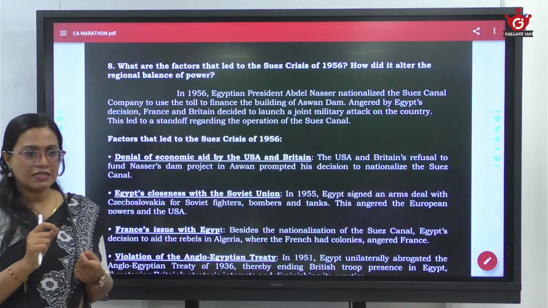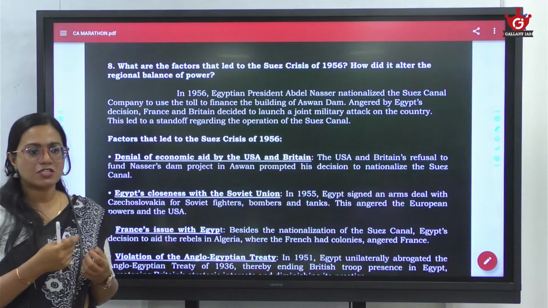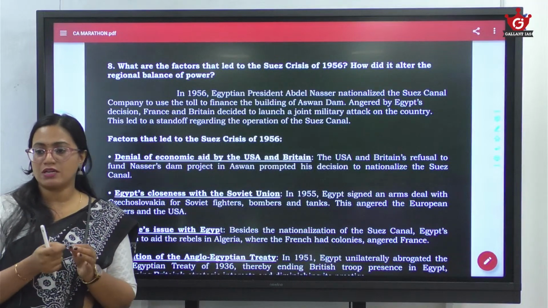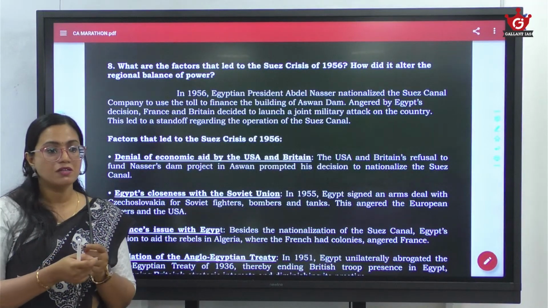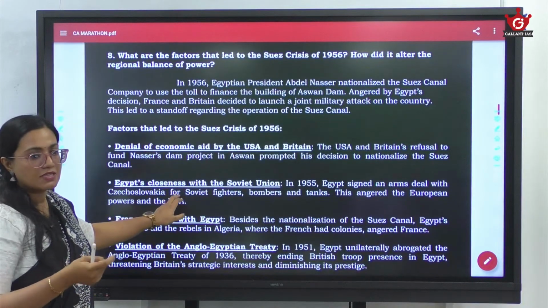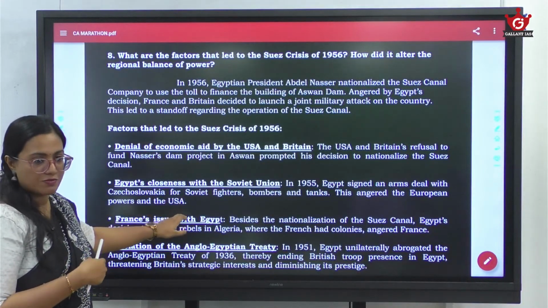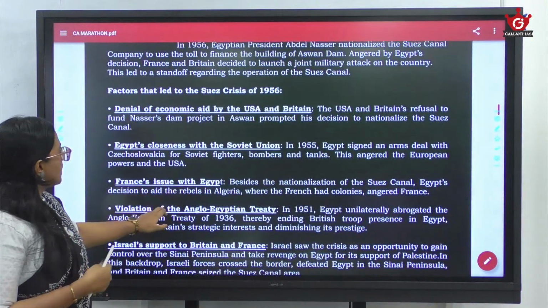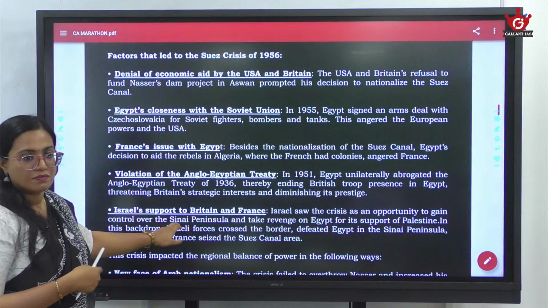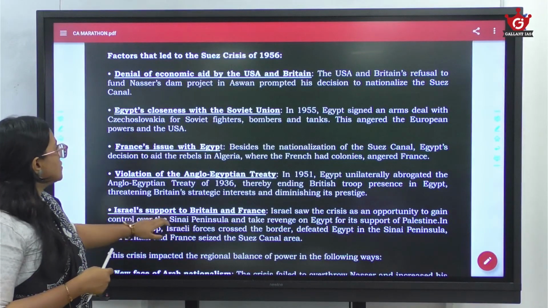So in the introduction, if you do not have much to write, you can briefly mention what actually led to the Suez Canal crisis. It was actually the problem between France, Britain, and Egypt. Okay, now in detail you are writing it. Denial of economic aid by the US and Britain. This is your world history. Okay, you will be studying all this.